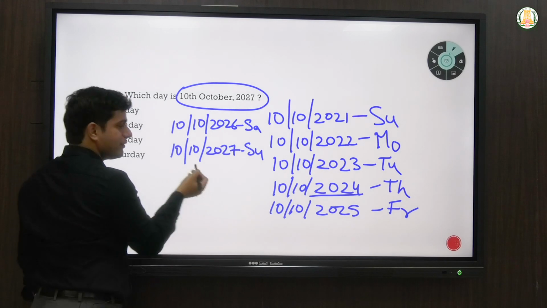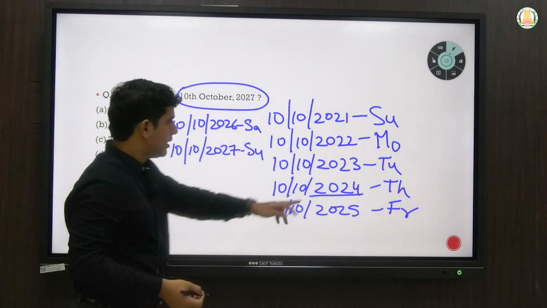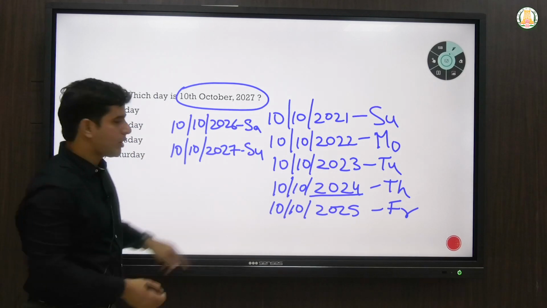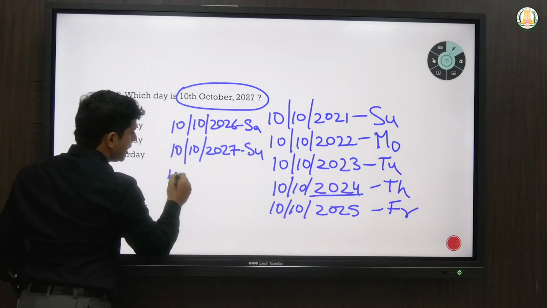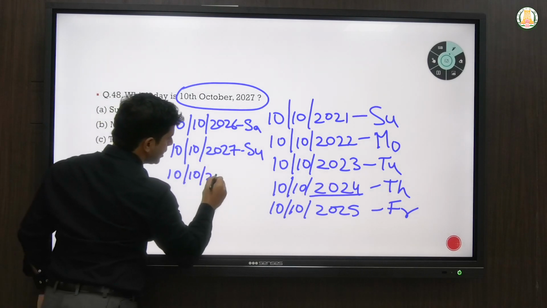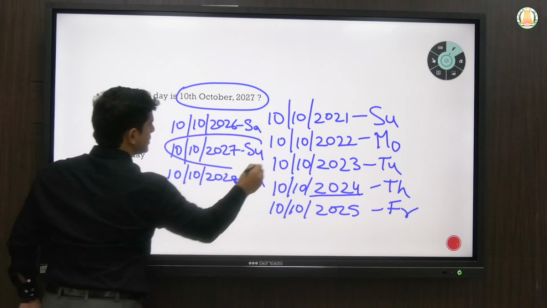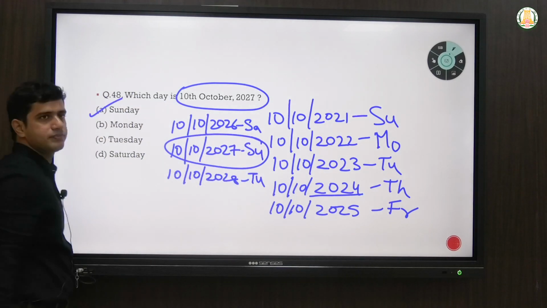Now had it been 2028, okay, that is another leap year. So instead of Monday, it will come Tuesday. So if they ask 2028, it would have been a leap year again. So 10/10/2028 would have been not Monday but Tuesday. But since they're asking us this date, you can go with Sunday.